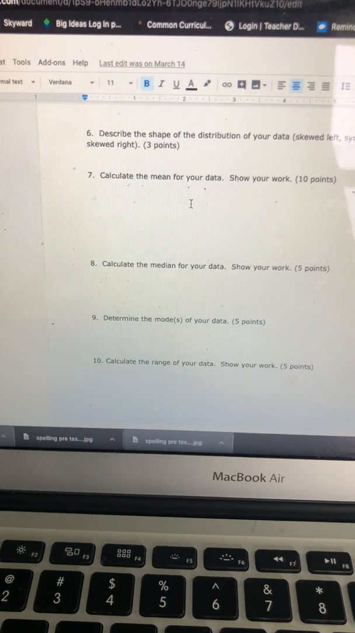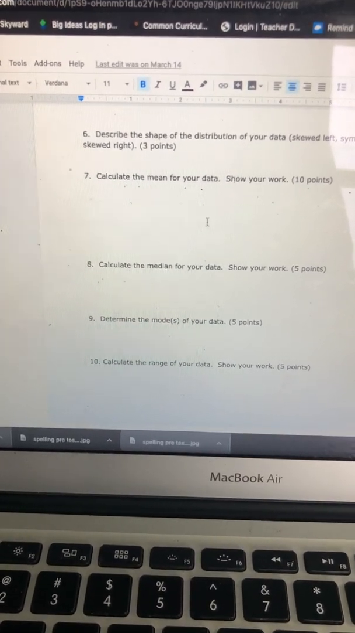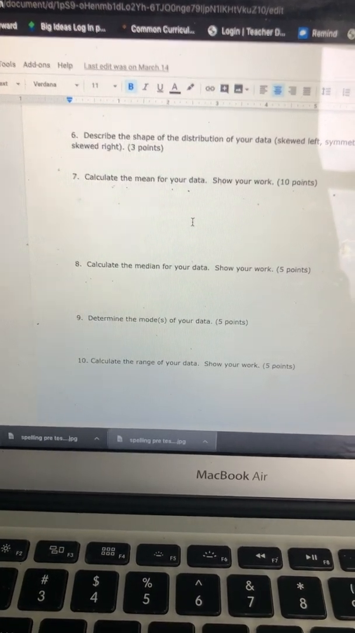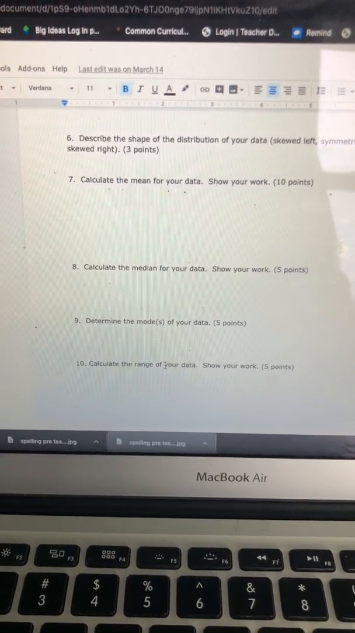If you need to round, because some of you might need to for the mean and possibly also for the median, round to the 100th place. So that would be 2 numbers past the decimal, okay? Mode, you should not need to round for. Range, you should not need to round for, okay?